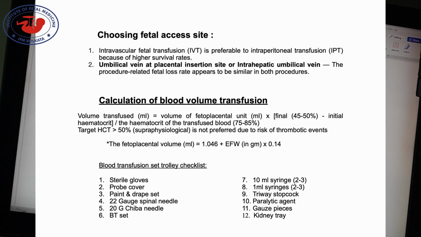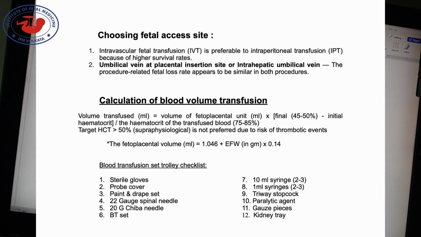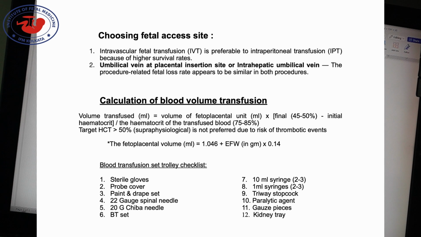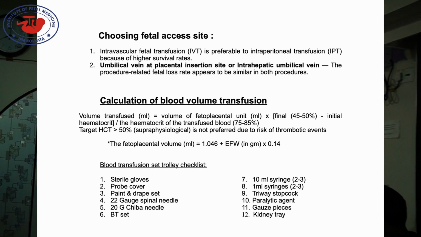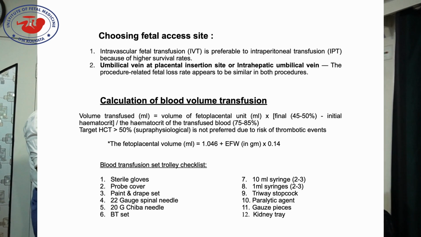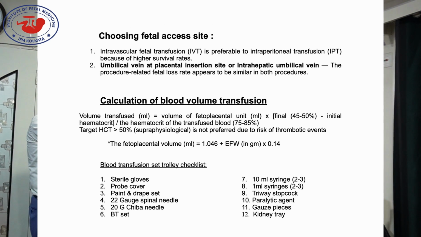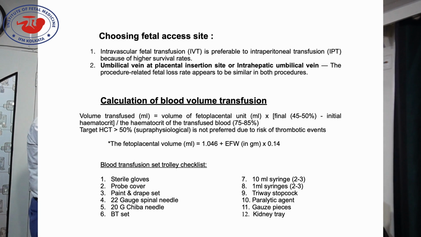So you know your closing hematocrit should be 45 to 50%. You enter this value, and this minus the initial hematocrit. My initial hematocrit was, say, 10. So you enter that here, divided by the hematocrit of the transfused blood. Now, don't believe the blood bank sheet which they give. They will give a sheet with all the blood details, and hematocrit will be mentioned there. But don't blindly enter that hematocrit. From the packed red blood cell pack, you draw blood, you check it, and then you enter the denominator.